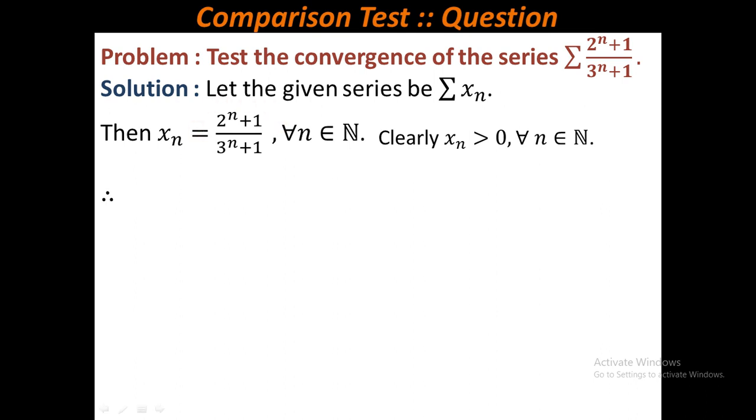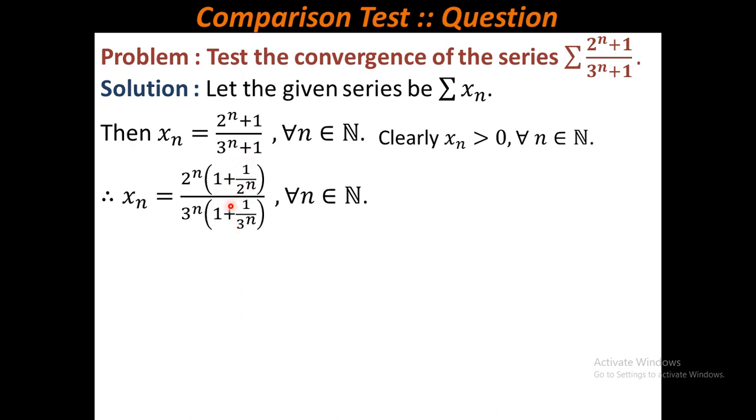However, if I write xn in another form, I take common 2 to the power n from the numerator and 3 to the power n from the denominator, then this will be 1 plus 1 by 2 to the power n in the numerator, and 1 plus 1 by 3 to the power n in the denominator. Please see that if you remove the term 2 to the power n by 3 to the power n, then the remaining portion is 1 plus 1 by 2 to the power n over 1 plus 1 by 3 to the power n. If you take the limit of that portion, this will be 1, because limit n tends to infinity 1 by 2 to the power n is 0.